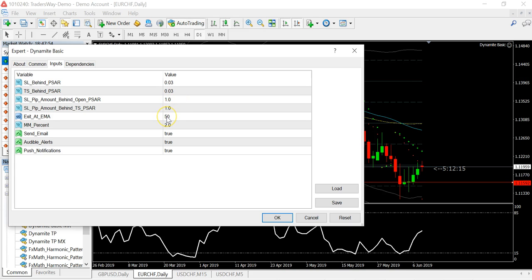I did add this on there. This is in case you want to change this to the 62 and exit at that rather than the 50. And then this is the percentage of the risk. So this was 3, I changed it to 2 since that's closer to what we're doing. Here's your standard alerts.